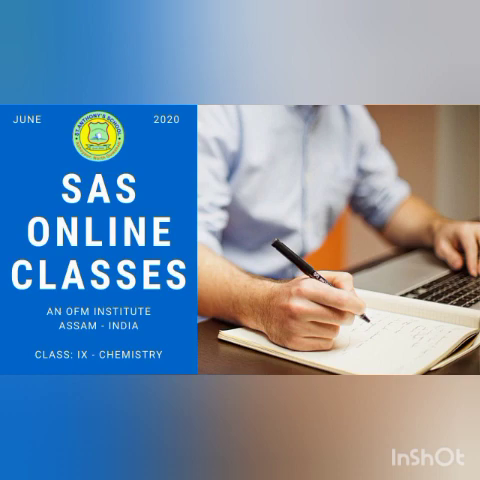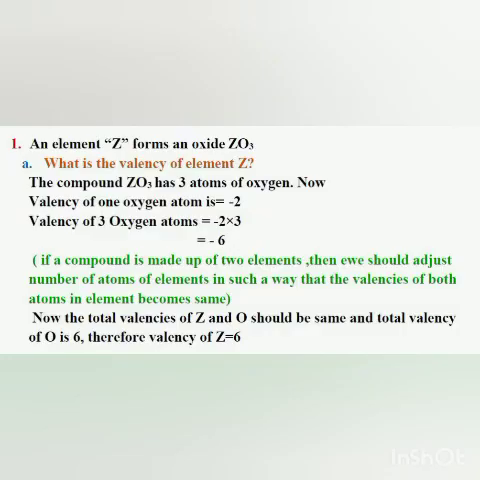So let us consider the first example, that is an element Z forms an oxide ZO3. Here we first have to find the valency of element Z. Now first understand the question. The element forms an oxide ZO3, meaning element Z combines with oxygen and forms the compound ZO3.